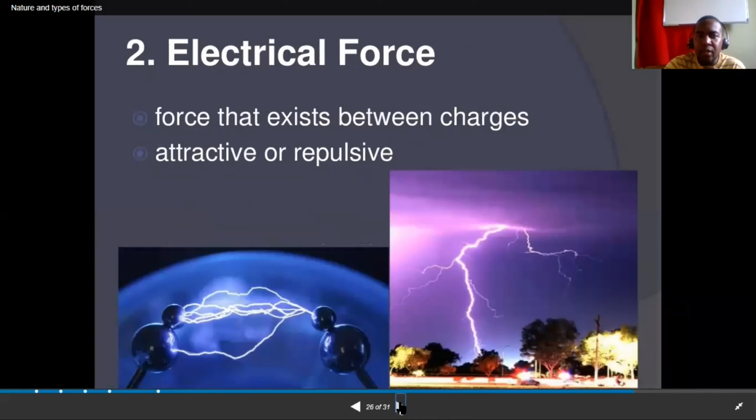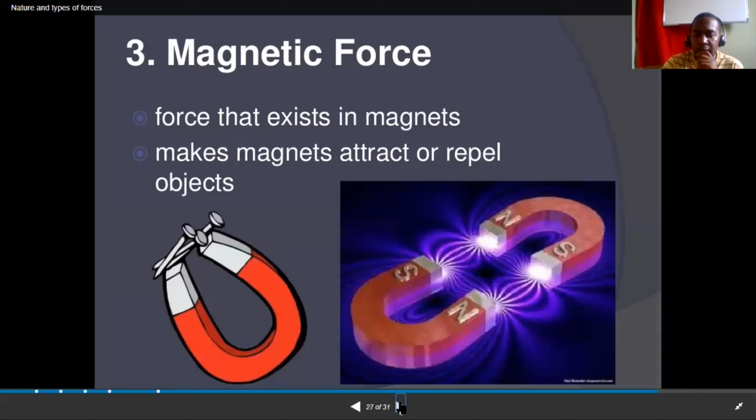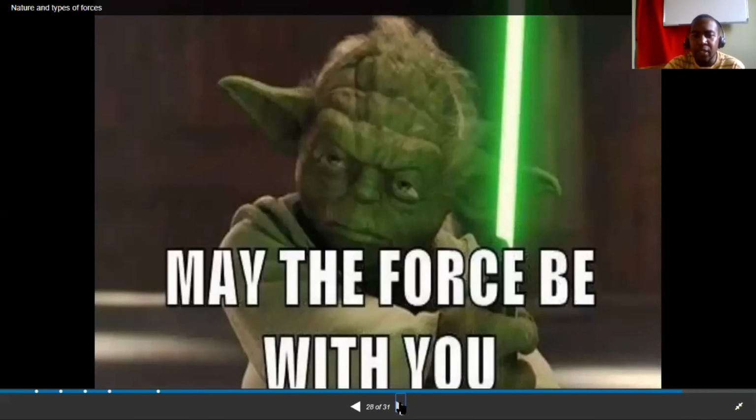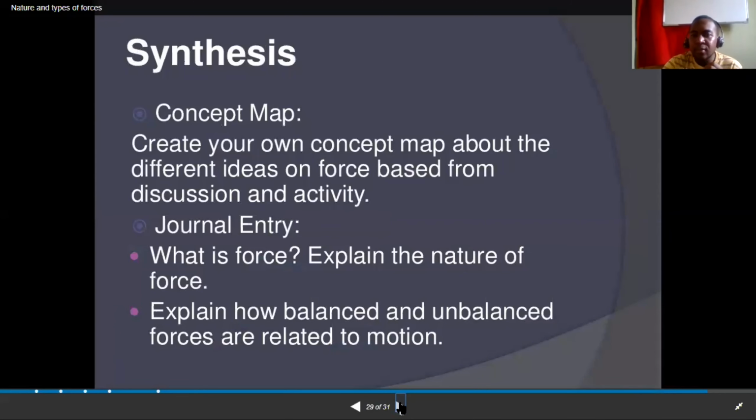Now we look at electrical forces. Electrical force is a force that exists between charges. It's either an attractive force or a repulsive force, right? An example of that would be lightning that you see due to charges in the atmosphere. Then we have magnetic forces, which are very common. They exist between magnets or metallic or magnetic objects, and cause attraction or repulsion of metallic objects. So those are the forces that we have.